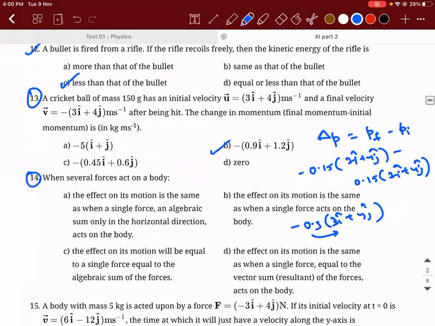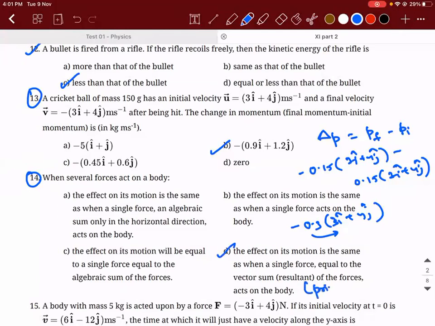14th. When several forces act on an object, what will happen? The effect on its motion is the same as when a single force, an algebraic force only in the horizontal direction, acts on the body. The effect of motion is the same as when a single force acts on the body. The effect of its motion will be equal to a single force equal to the algebraic sum of the forces. The effect of its motion is the same as when a single force equal to the vector sum of the forces acts on the body. What is the answer? Vector sum.